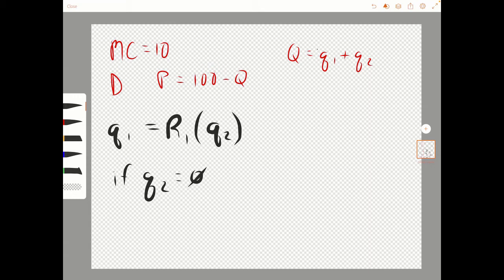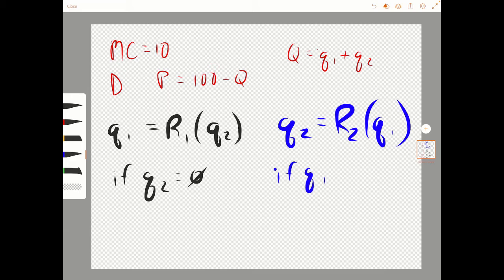For firm 2, since the costs are identical, then what we see is that your reaction function is exactly the same as mine. We just changed the letters around. So Q2 is equal to R2. That's your reaction function. It's a function of, or your output is a function of what I produce. And again, if Q1 is equal to 0, then you are acting as the monopolist. You would set marginal revenue equal to marginal cost and figure out your output.